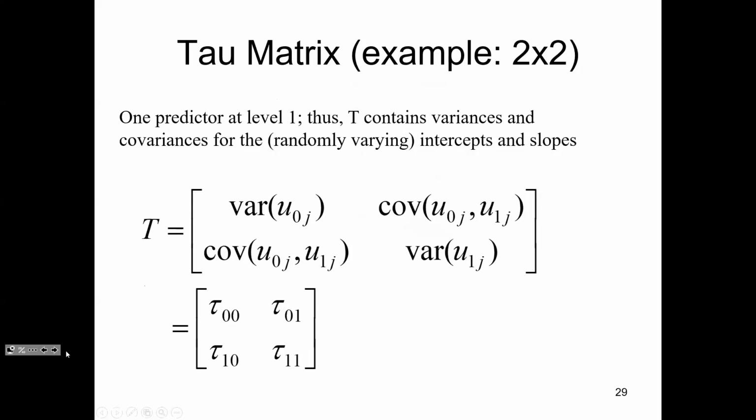And in general, when we have multiple random effects, multiple U's at level 2, we're going to fit a tau matrix that is unstructured, that allows for the covariances among those random effects. And I'll talk more about why we do that a little later in the semester.